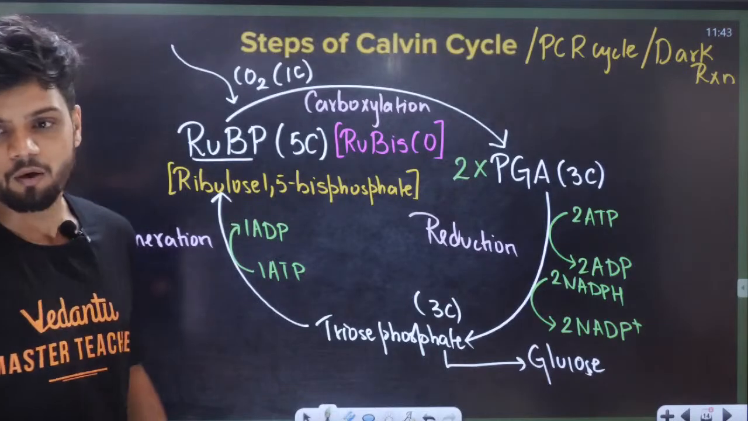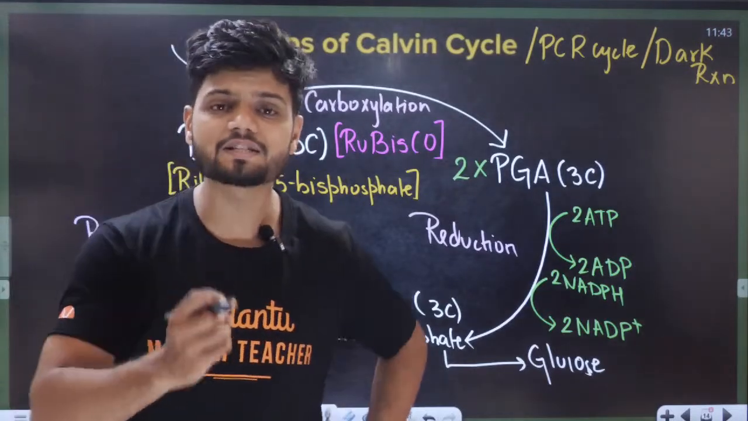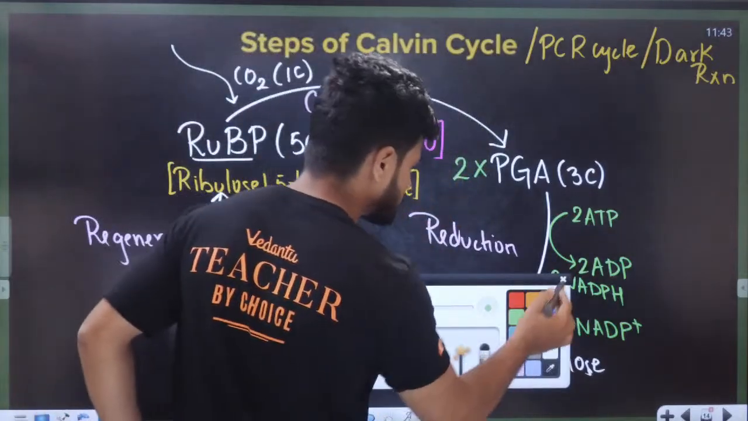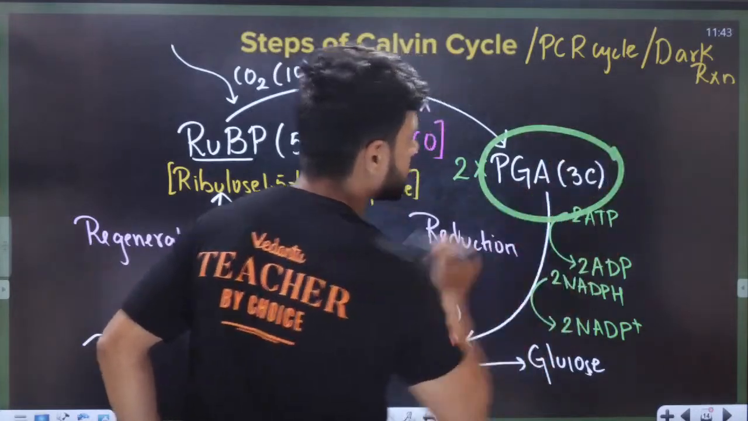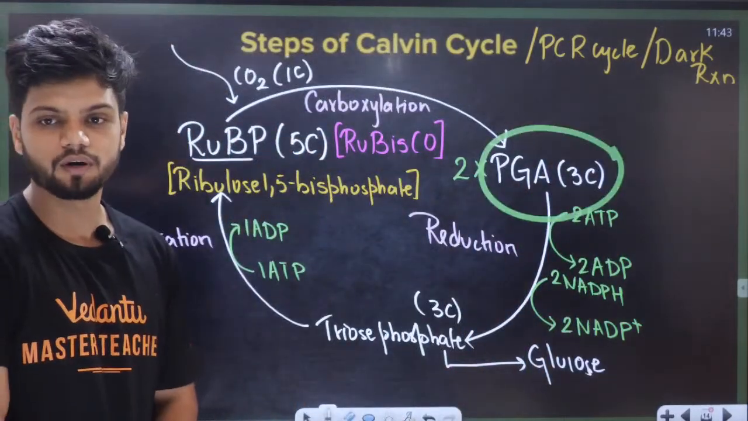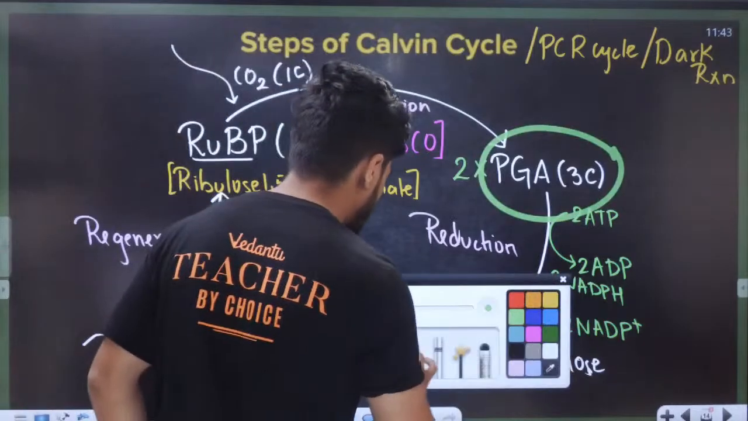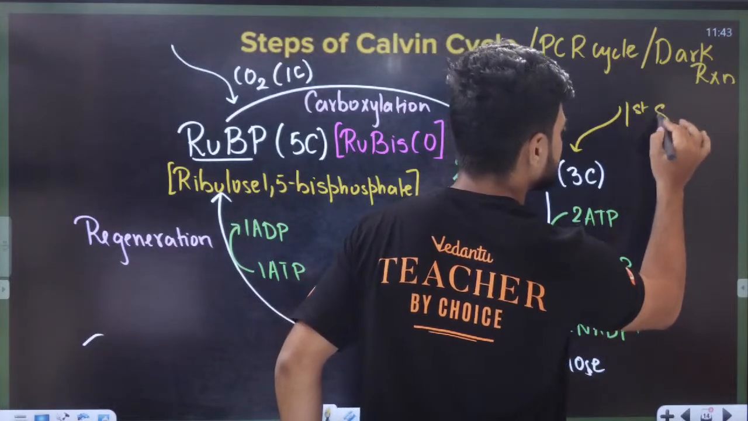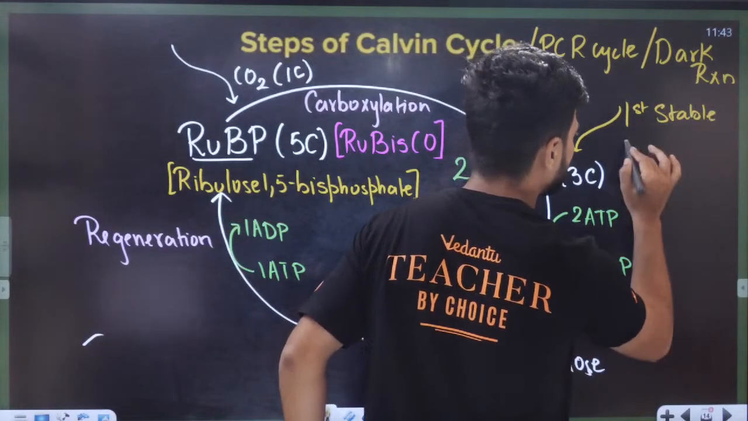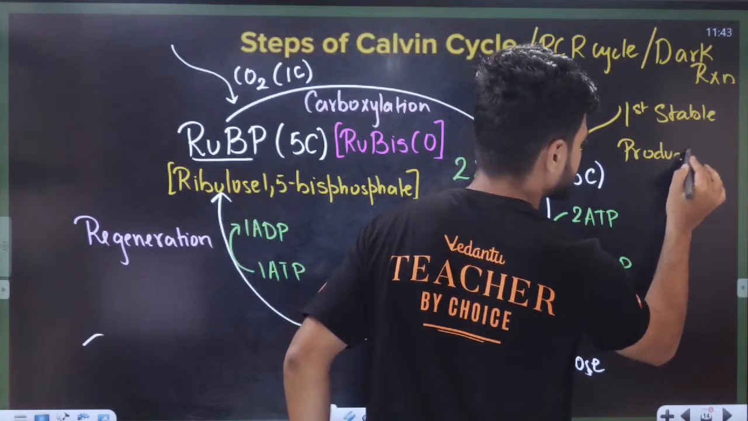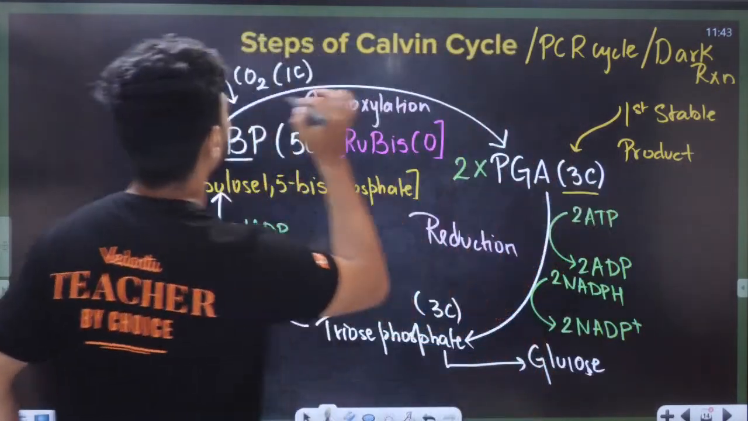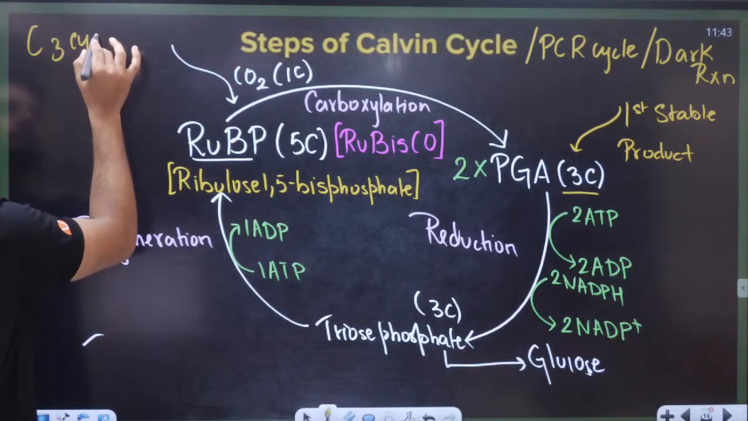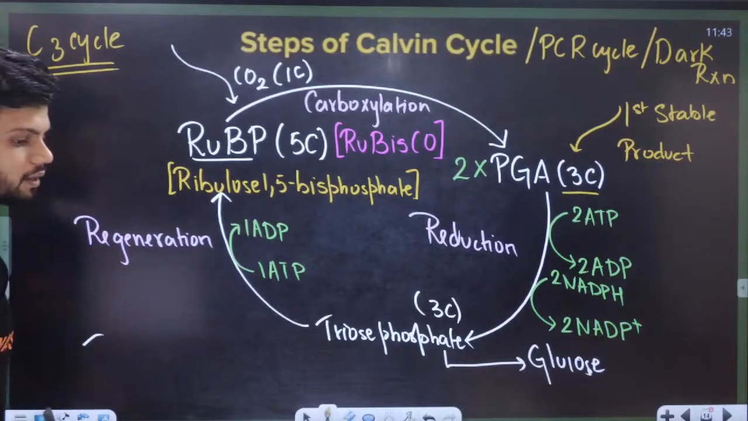Now you'll ask me, sir, why is it called the C3 cycle? Very simple. Can you see here? All of you can see here? The first stable product here is 3 carbon. This is the first stable product, which is 3 carbon, and that is why it's called the C3 cycle.